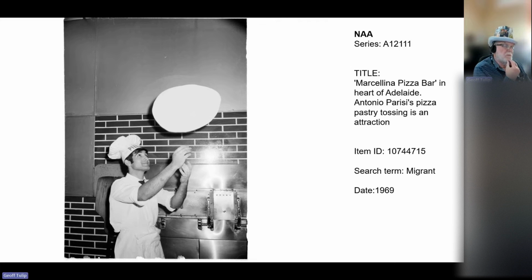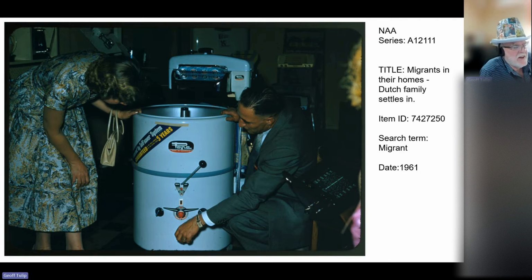So this is still migrants in employment. Catering, Marcellina Pizza Bar in the heart of Adelaide. Antonio Parisi's pizza tossing is an attraction. So they're the words from the title. So whoever took this photo put this title alongside it. So we inherit the titles. We don't make them up. They come with the photos. And that's the case for all of these things. Unless there's no title, then we have to give it one.